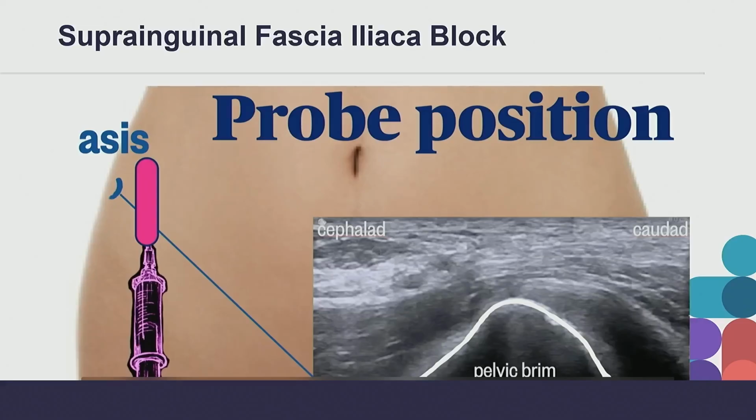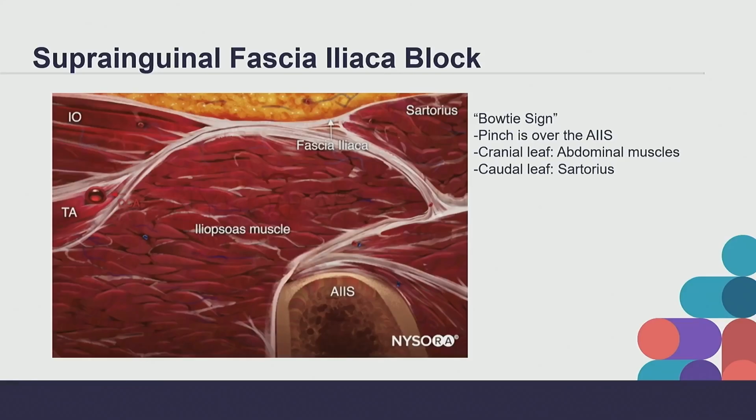The problem with that is with the volumes that we're using, we're just not getting that much success in terms of getting the lateral femoral cutaneous and the obturator. The majority of the time we're getting successful femoral nerve blockade with that. And so that's when we started to move up to the suprainguinal fascia iliaca to deposit more local into that pelvic brim.